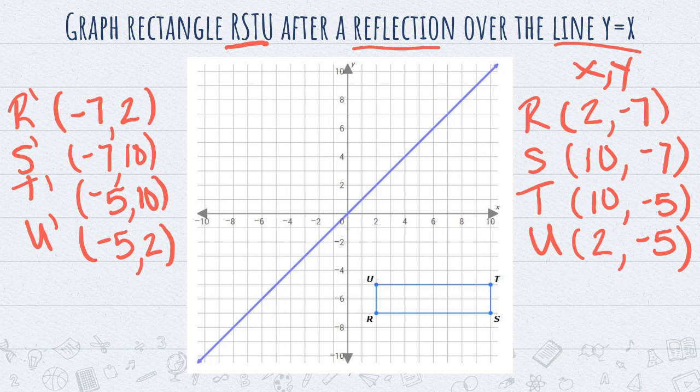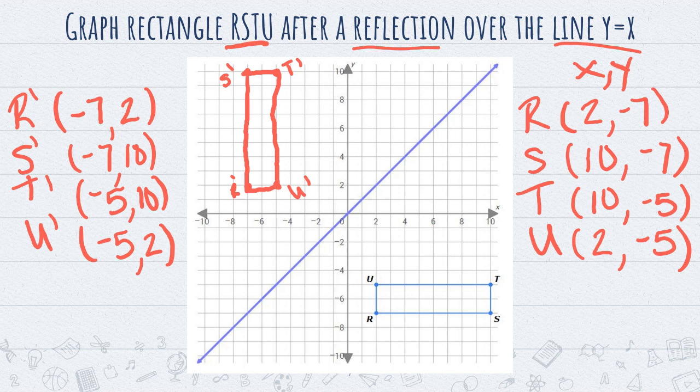So I go to -7, 2, and that's going to be my R prime. I go to -7, 10, and that's going to be S prime. I go to -5, 10, and that is T prime. And then lastly, I go to -5, 2, and that is my U prime. Now I connect them together, and then I have my reflection.